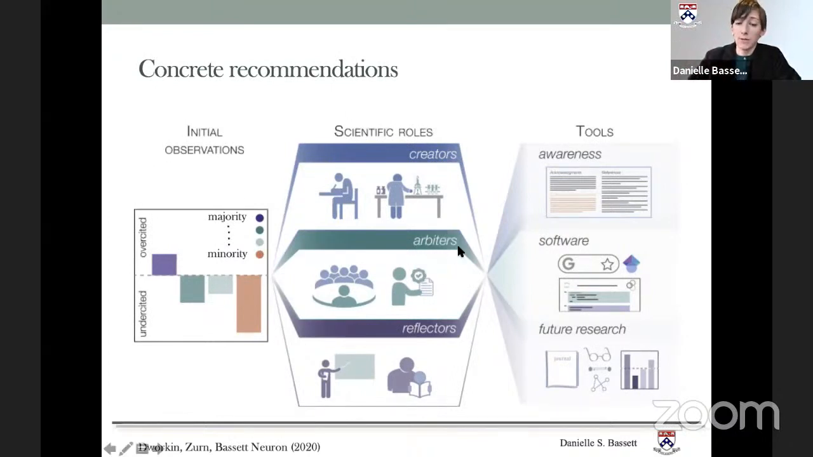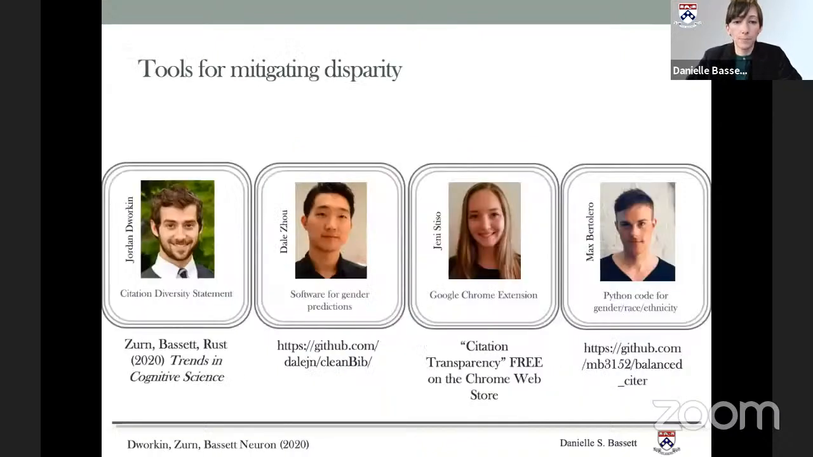The arbiters of science, so those are the people who are working as journal editors or reviewers, and then the reflectors of science, those who are teaching scientific discoveries to the next generation. We also discuss tools that can increase awareness, software that's available, and ideas for future research. So if you're curious, that's where I would point you.